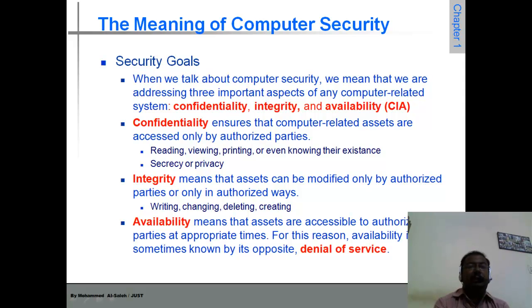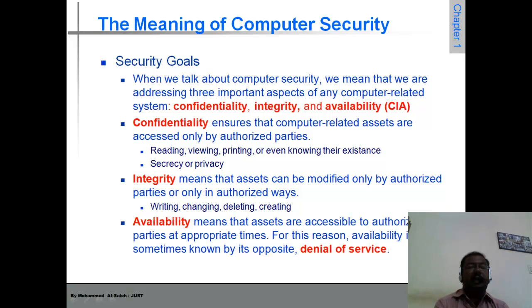So what is the meaning of computer security? Before that we will see what are the security goals. When we talk about computer security, we mean that we are addressing 3 important aspects of any computer related system. Confidentiality is key to security. First one is confidentiality, next is integrity and availability. You can mark this as very important: confidentiality, integrity and availability.